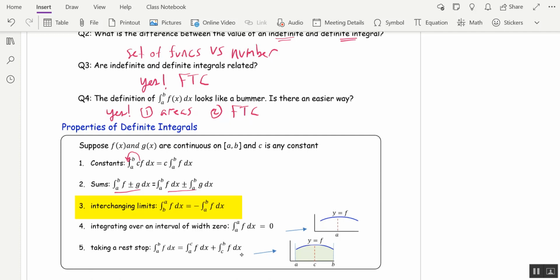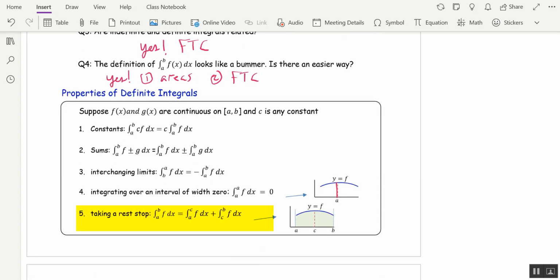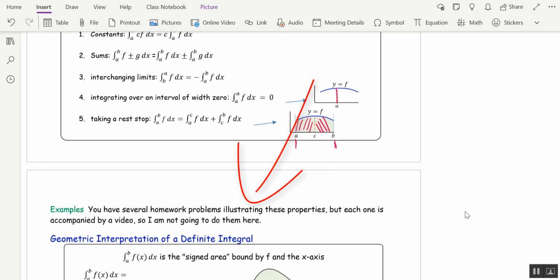All right, interchanging the limits. If you want to switch a and b to b and a, you can just introduce a minus sign. And that's because you're going to be integrating backwards. Let me clean this up. Integrating over a single point from a to a gives you 0 because that rectangle there has absolutely no area. And then my favorite one is taking a rest stop. If you want to go from a to b, you're allowed to go from a to c, take a rest, have some coffee, and then pick up and go from c to b. There are a lot of videos in your homework problems that illustrate these properties, and they're really good, so I'm not going to go over them here.